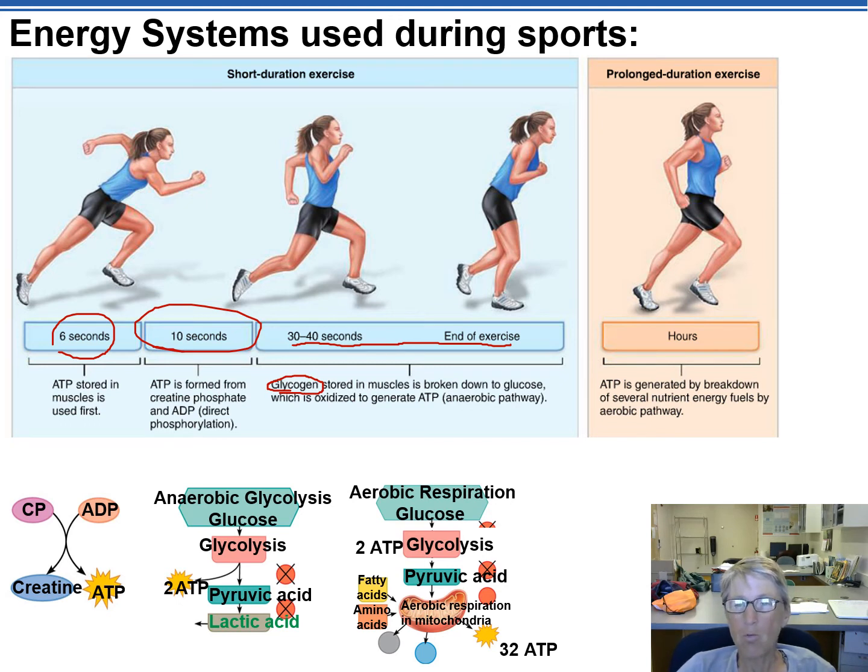And then if you are a distance runner, you're doing prolonged duration exercise, you can make ATP by breaking down several nutrient energy fuels by an aerobic pathway. So oxygen will be present because you're going a long, slow distance. So the oxygen will be there during that 2-hour run.